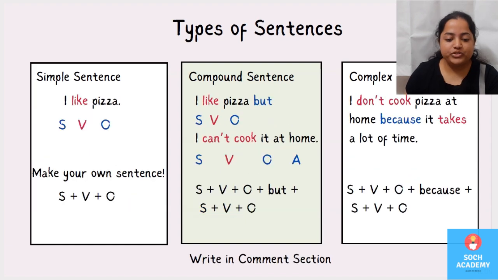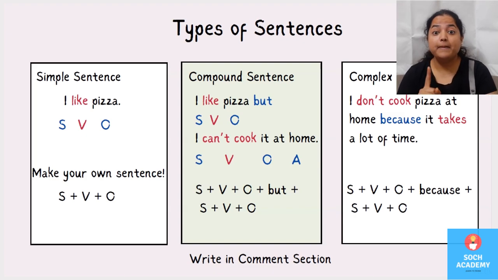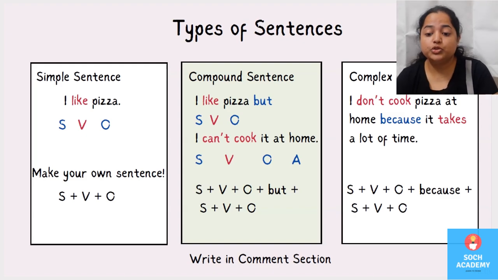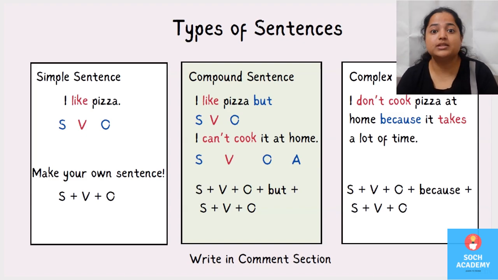I like pizza. Subject, verb, object. Subject I, like, verb, pizza, object. Compound sentence. I like pizza but I can't cook it at home. Subject I, like, verb, pizza, object. But is the conjunction. So but is a FANBOYS conjunction, B for but. And I can't cook it at home. S, I, can't cook, verb, it, object, and at home, adverbial. So because there is a coordinating or FANBOYS conjunction but in this sentence, there are two verbs, which means that there are two clauses and both of them are independent clauses joined by the FANBOYS conjunction.